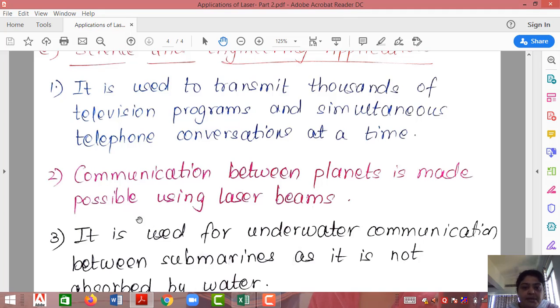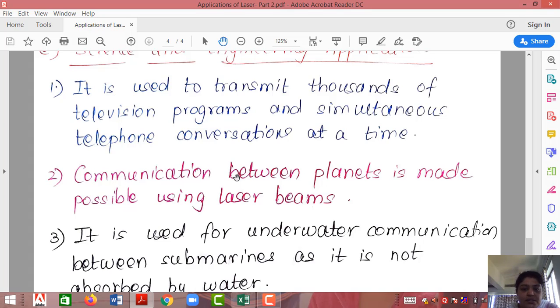Communication between planets is made possible using laser beams. Why specifically laser is used as a communication between planets? One planet to the other planet, the distance is in light years, it's very huge. Laser has a property that it does not spread. Laser is a highly directional beam.